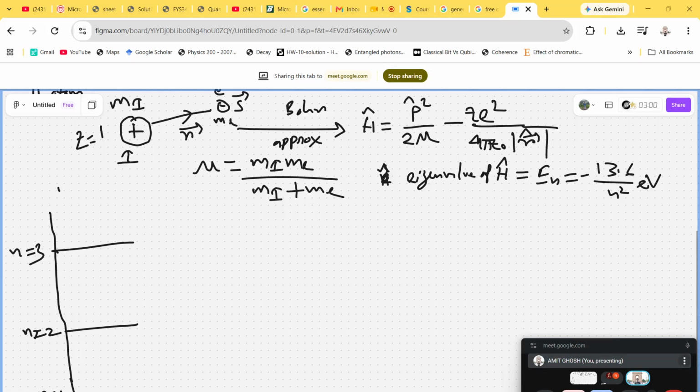Right, that we know. So you have the n equals 1 level, 2 level, 3 level, and all the levels are degenerate. Degenerate in the sense all have the same energy, 13.6 by n square, right? Fine.